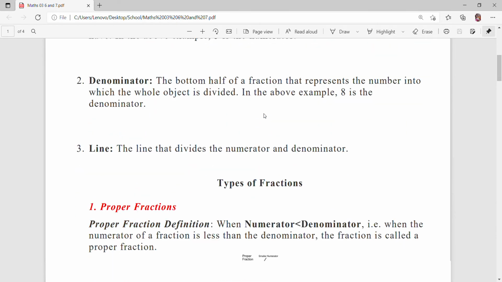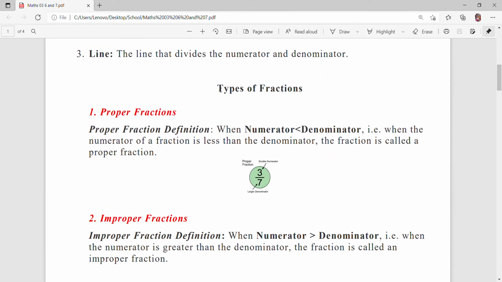Let us move on to the types of fractions. The first one is proper fraction. What do you mean by proper fraction? A proper fraction is when the numerator is lesser than the denominator. That is, when the numerator of a fraction is less than the denominator, the fraction is called a proper fraction.